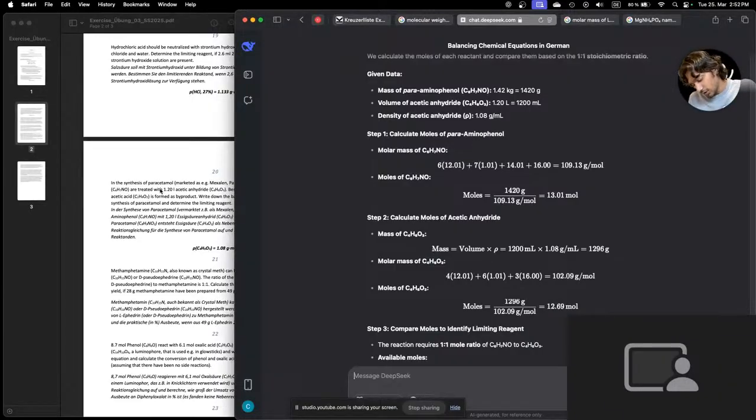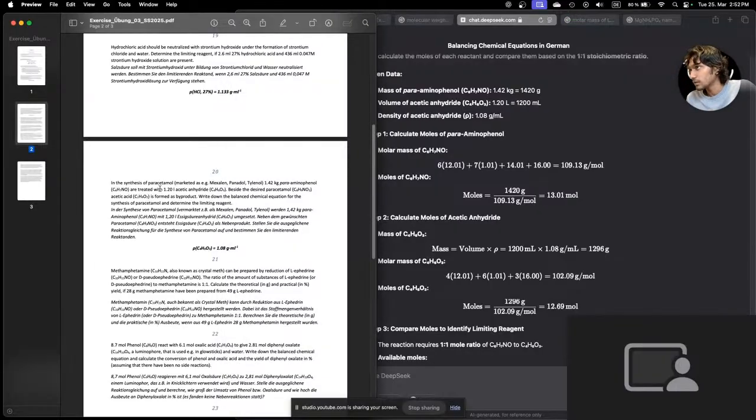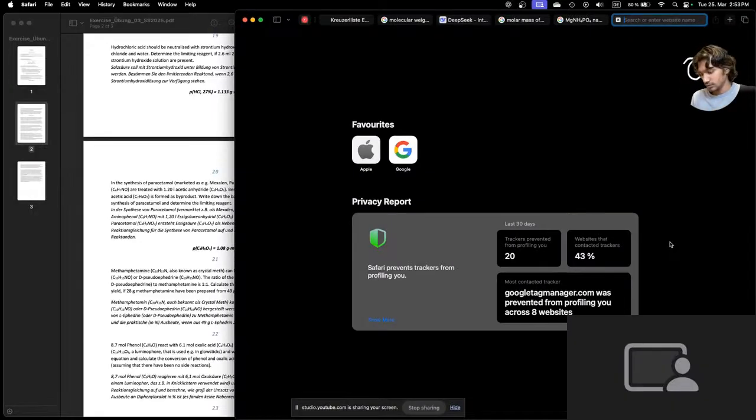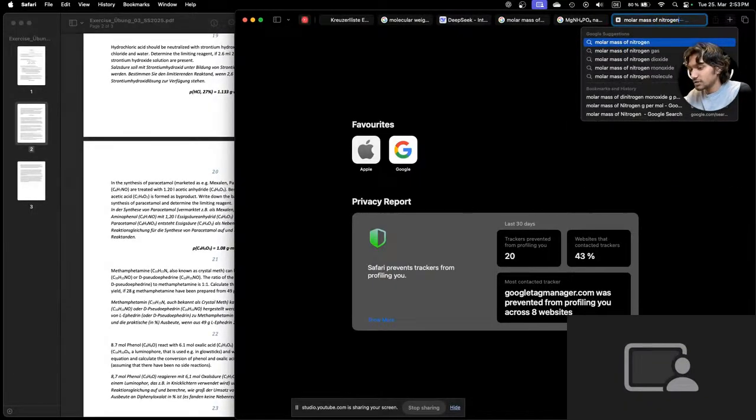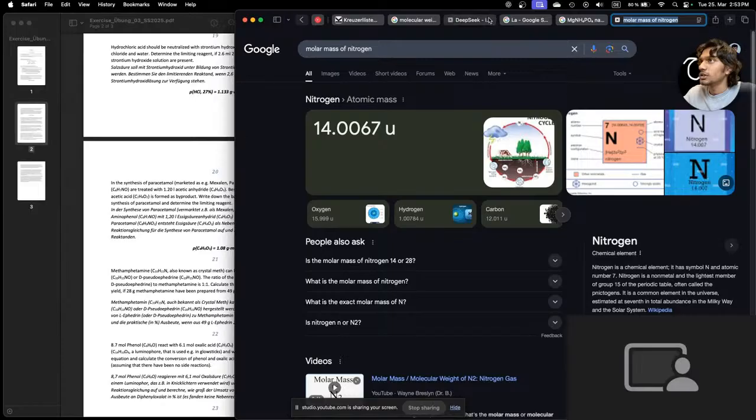So aminophenol: mass equals 1.42 kilograms, which implies 1.42 times 10 raised to 3 grams, and molar mass equals 6 times 12 plus 2 times 1 plus, what's nitrogen? What is the molar mass of nitrogen? I can just look at it, 14.